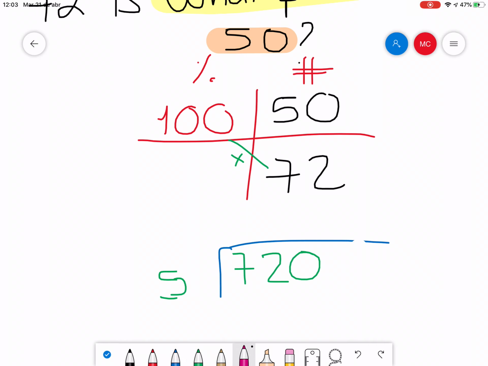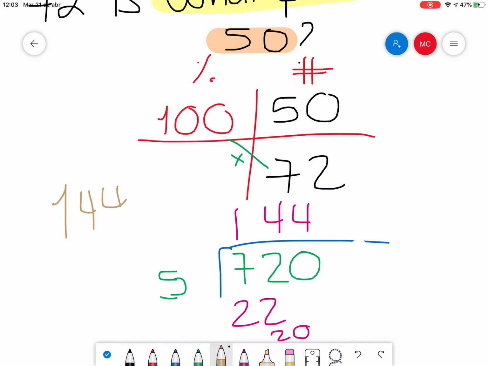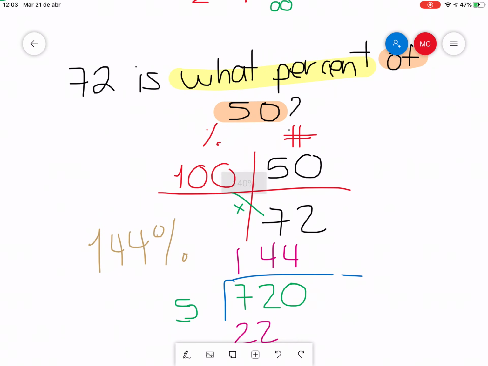So how many times does 5 fit in 7? 1. And I am left with 2. How many times does 5 fit in 22? 4. And then I am left with 2. How many times does 5 fit in 20? 4. So the answer would be 144%.